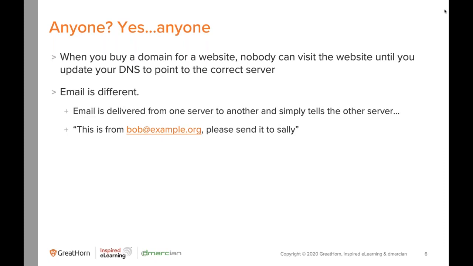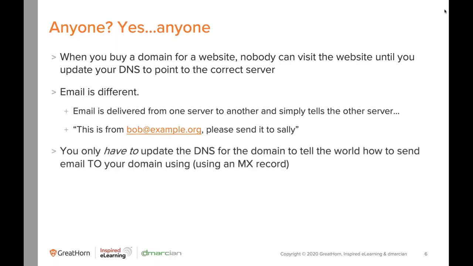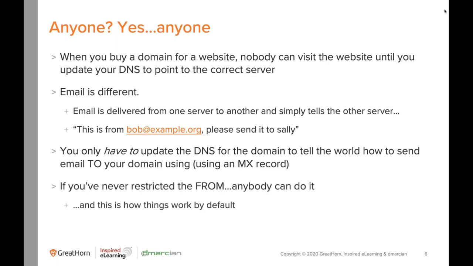When you buy a domain for a website, for example, if you want to set up a website, you've got to go and configure your DNS to point to where that website lives. Email is different. When an email server at your friend's domain gets a message saying it's from you, whatever server connected just says, this is from Bob at example.org, please send it to Sally. It doesn't actually have to prove that it's from example.org. It's just a random mail server. The only thing you actually have to configure for your email is how people know how to get messages to your domain. And that's using an MX record in your DNS. But if you've never taken the time to restrict the from, anybody can do it. That's how things work by default, and that's how they've worked for a very long time. And that's why we have so much spam.